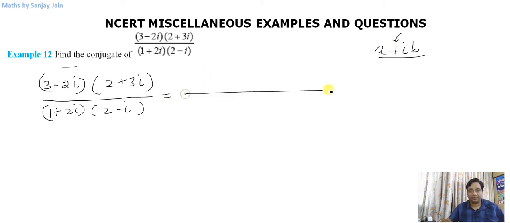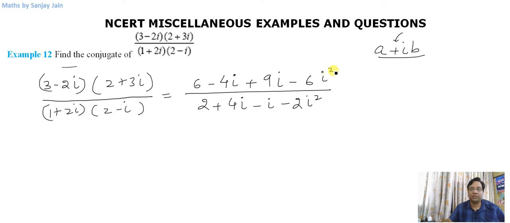So let's do that. What is the denominator? It is 2 plus 4 iota minus iota, then minus 2 iota squared, and the numerator is 6 minus 4 iota plus 9 iota, and then minus 6 iota squared. Iota squared is minus 1, so minus into minus is plus, so this is plus 6, so I'll write it as 12, and 9 iota minus 4 iota is 5 iota, divided by, this is plus 2, because iota squared is minus 1, so 2 plus 2 is 4, and then plus 3 iota.